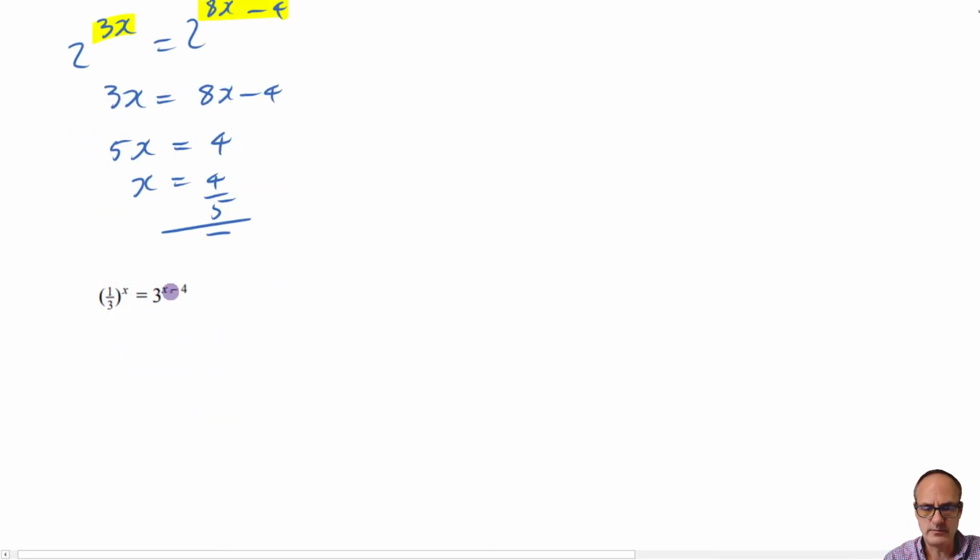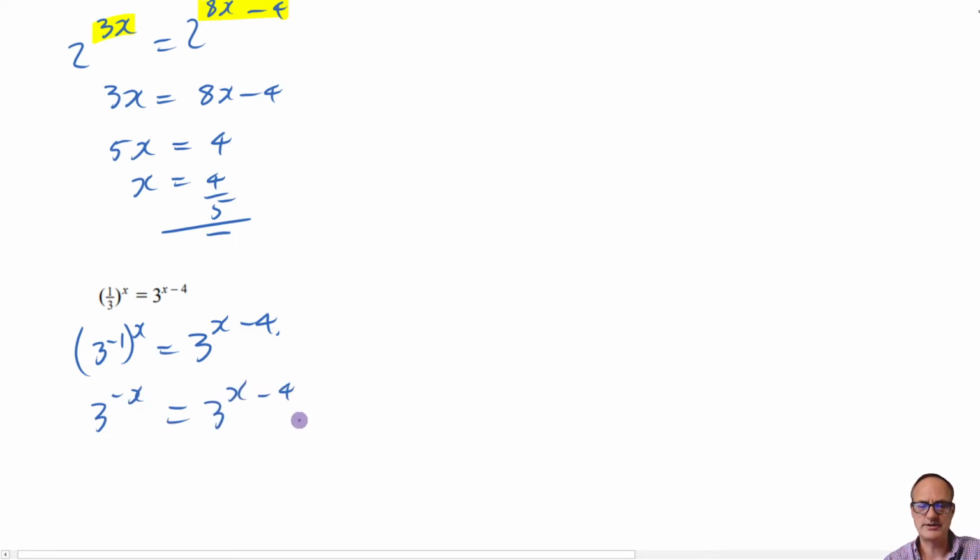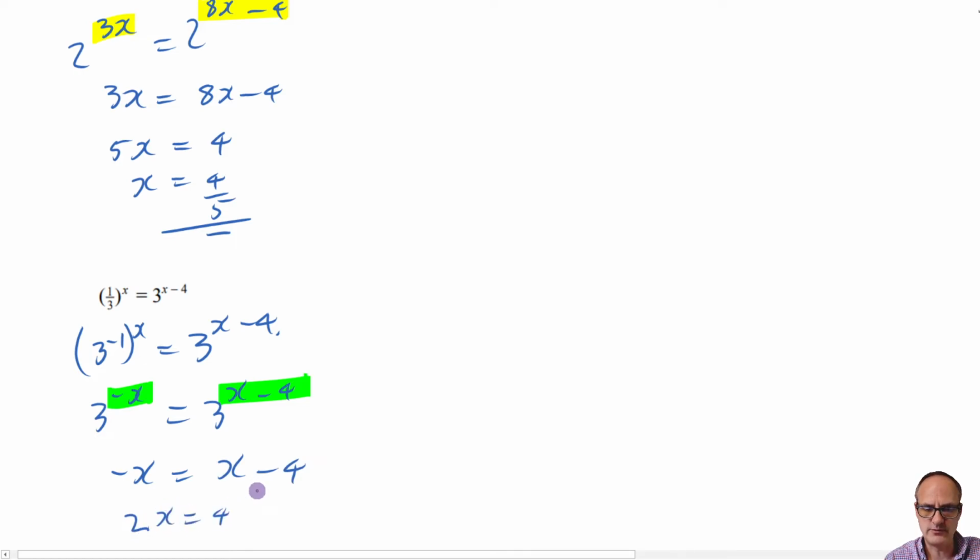Right, so this is all going to be powers of 3. 1/3 as a power of 3 is 3 to the minus 1. So 3 to the minus 1 to the power of x equals 3 to the x minus 4. Multiply those together, so you get 3 to the minus x equals 3 to the x minus 4. Again, let's highlight the 3 to the something equals 3 to the something. So we get minus x equals x minus 4. So therefore 2x will equal 4.